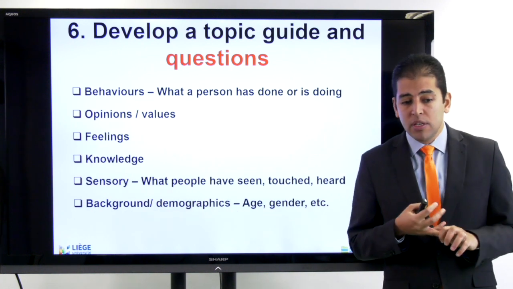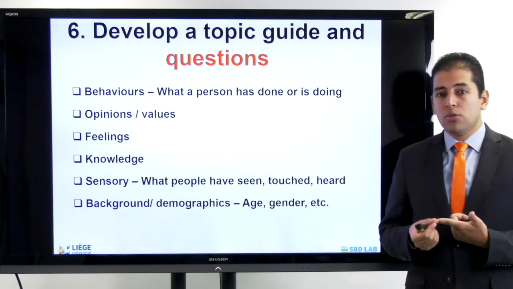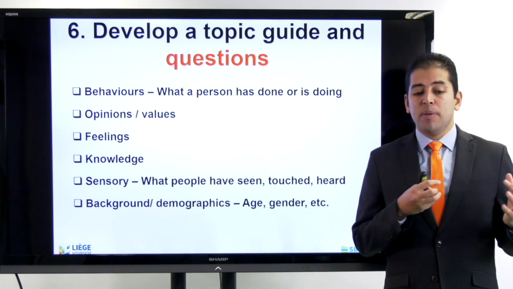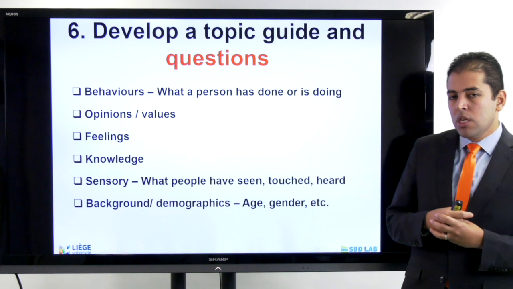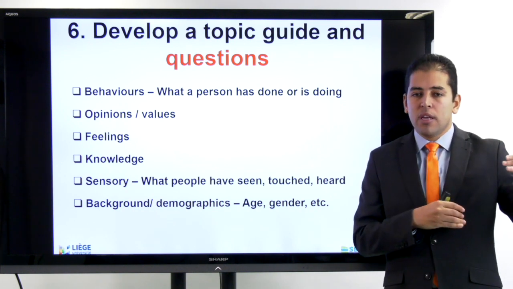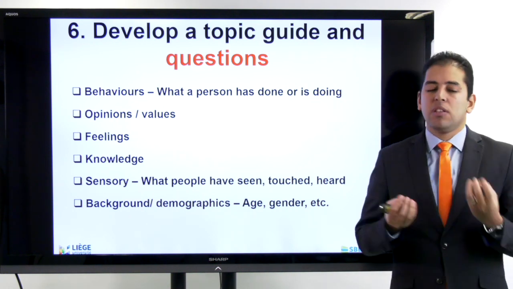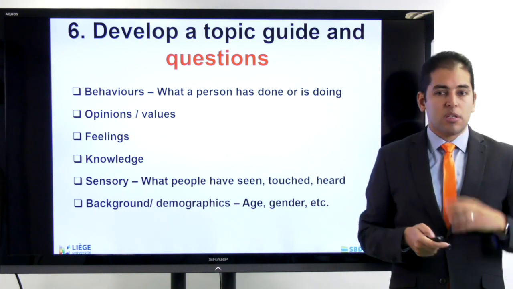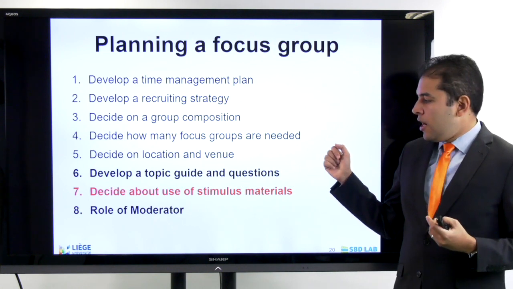Also, as part of your question development, you have to look at questions that are strategically positioned to address behaviors, what the person has done or is doing, their opinions, their values, their feelings, their knowledge about something, their sensory experience, what people have seen, touched, heard, and some background demographics. You will also need some questions to identify your audience. So maybe in the beginning, before the focus group discussion, you can run a little survey, or do it online before they come, to identify mainly this background and demographic information, so that you can characterize the people. Then the questions should be based and discussed during the focus group discussion on these major components, if they are relevant to you.